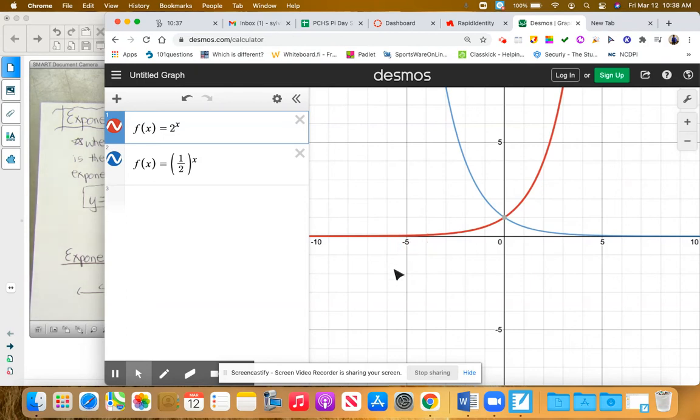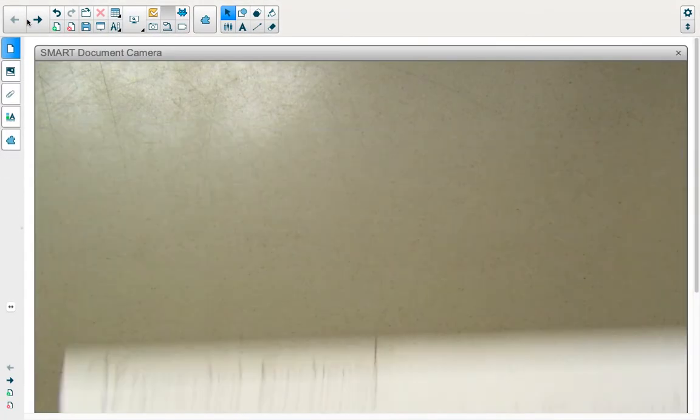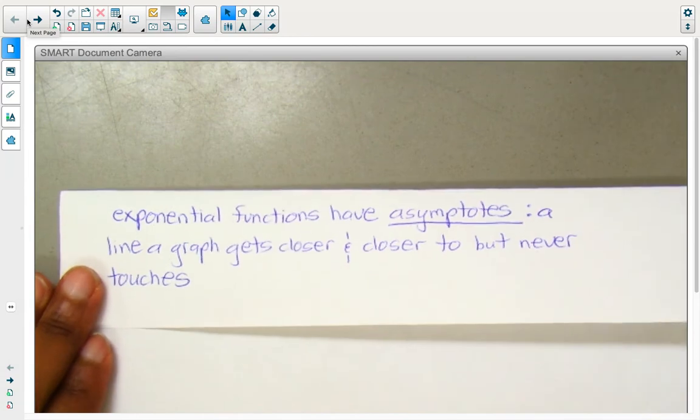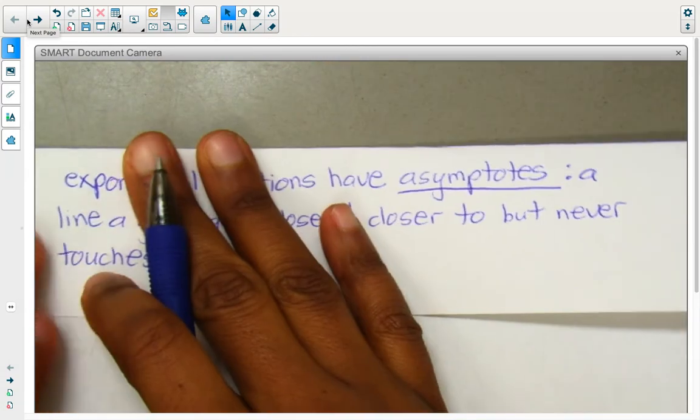So again, my domain and range for both of these is the same. Domain is all real numbers, and the range is y is greater than 0. It cannot be equal to 0, so make sure we put that it's just greater than 0. And the reason for that is because it has an asymptote. An asymptote is a line that my graph approaches, but it'll never actually touch. So you want to write this definition down and pause it if need be.